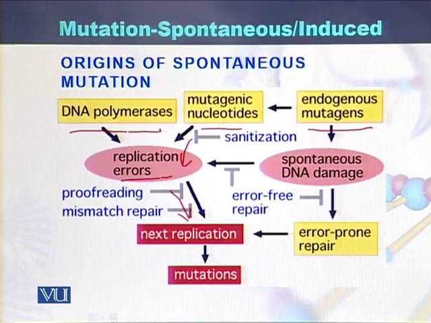Also, with endogenous mutagens, there is spontaneous DNA damage, and if spontaneous DNA damage does not recover back, then it goes into error-prone repair, and ultimately during the next replication process, it becomes a permanent part of the DNA. So these are the two major things by which spontaneous mutation originates: DNA polymerases, as well as those mutagens which are present in our environment.